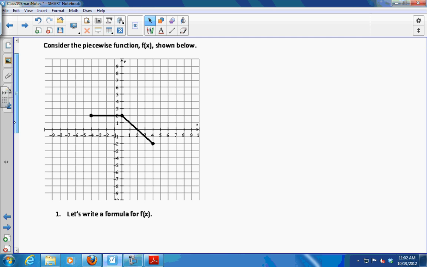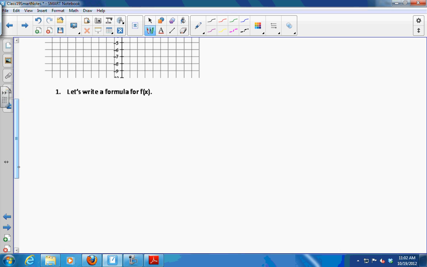Let's take a look at this piecewise function that I drew here. I want you, in your groups, to come up with a formula for this piecewise function, f of x. I'll just remind you, the notation for writing a piecewise function is like this. You put a big curly bracket, and you put your various formulas in there, and then it would say "if," and then you put the restrictions on x.